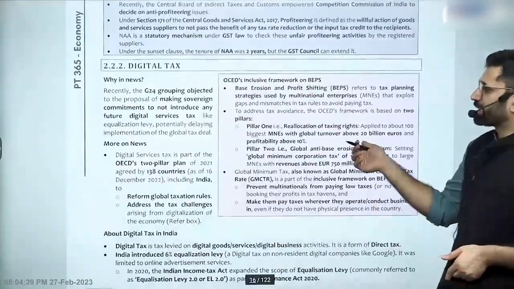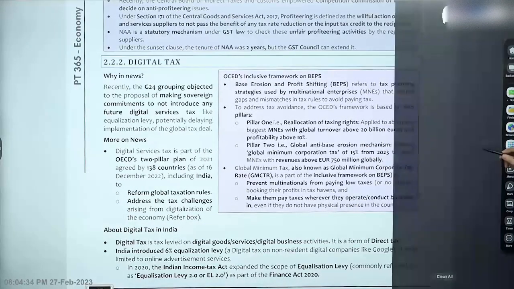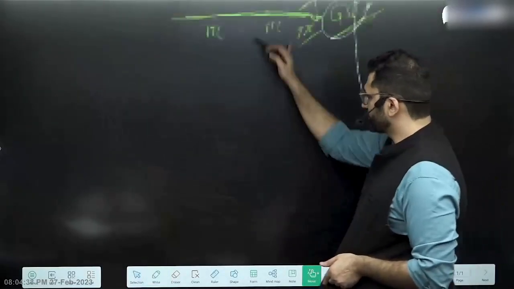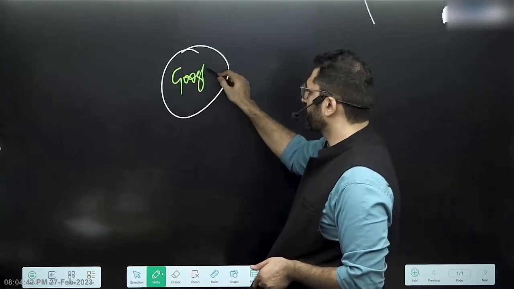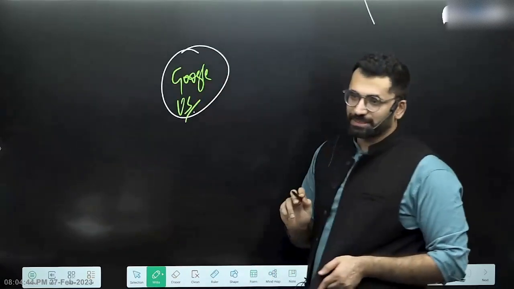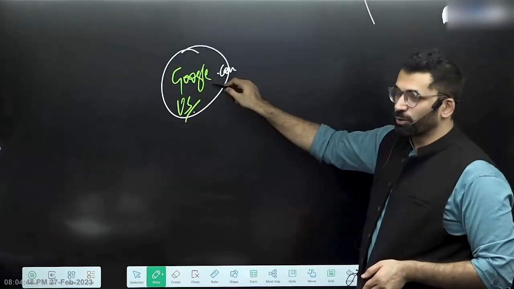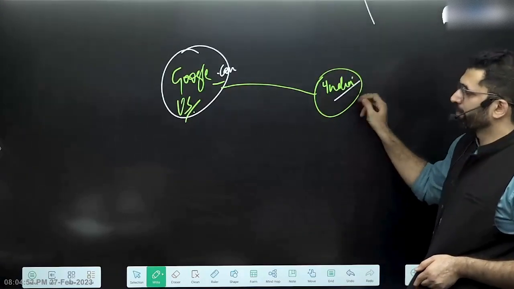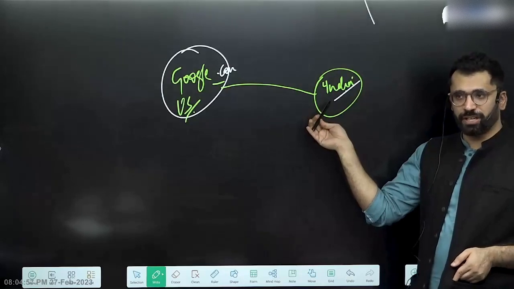Digital tax. A small topic. If there is a company in US that is google.com, it has no physical presence in India, but it is giving certain services to Indian players also.